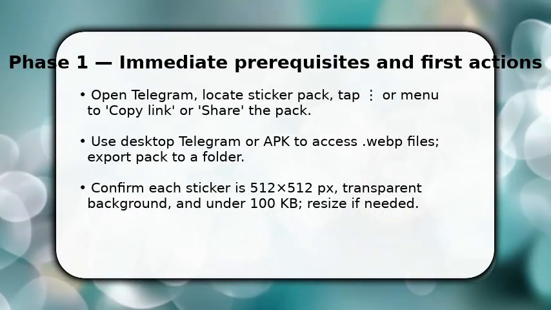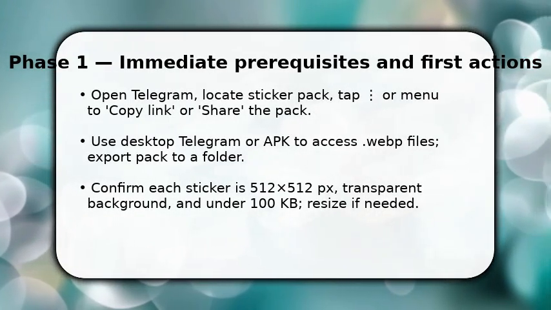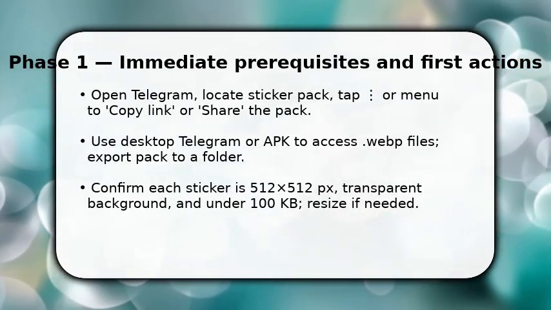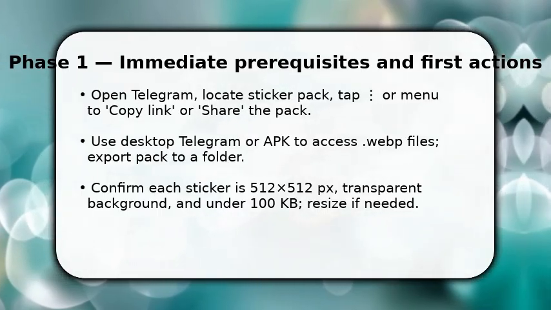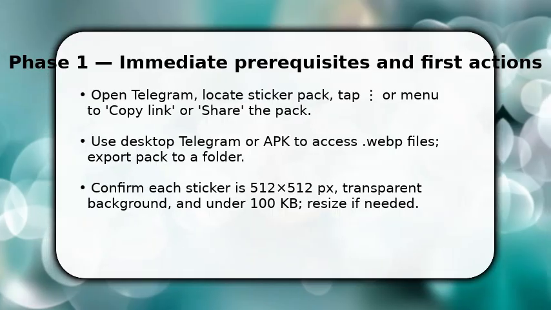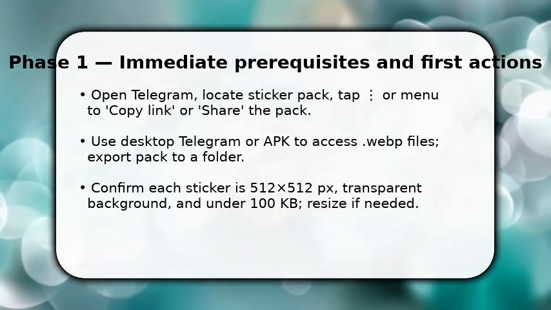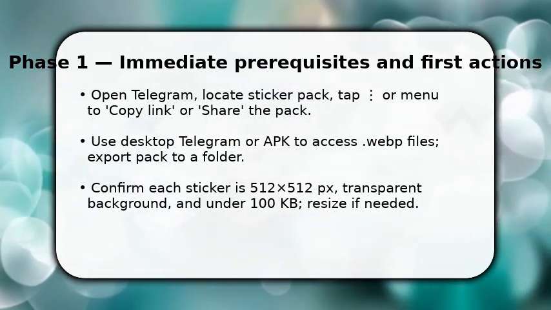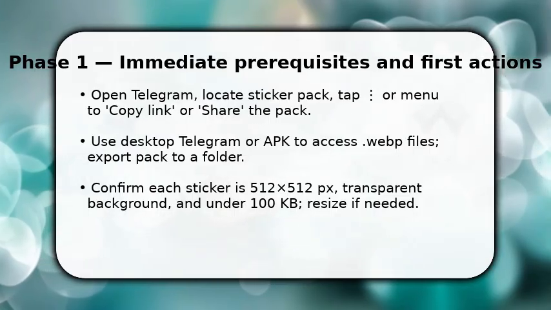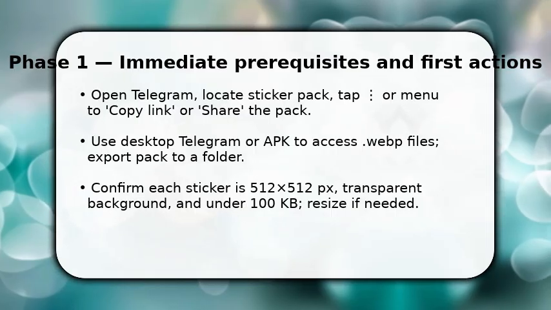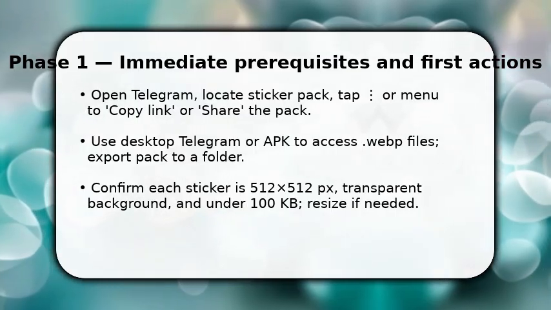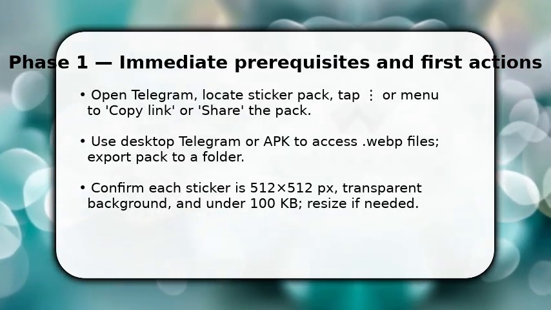You start by extracting the actual files. Open Telegram where the pack lives and get the pack link, or open it on desktop so you can save images. Once done, export each sticker as a web file into a single folder. This gives you control. Make sure they're 512 by 512 pixels and reasonably small, under about 100 KB, because WhatsApp expects consistent dimensions. Otherwise, it will stretch or reject images.